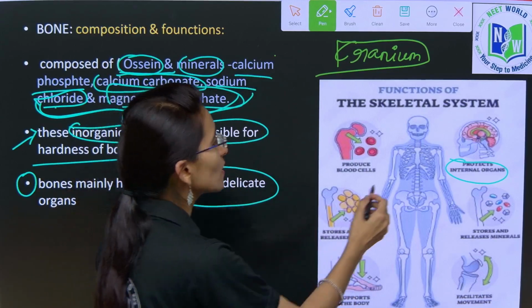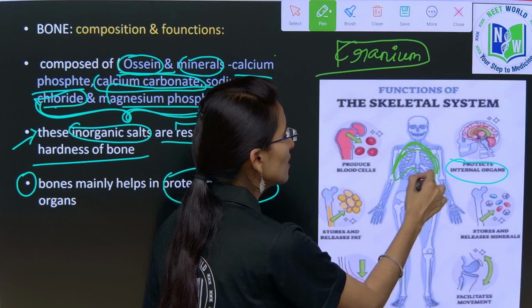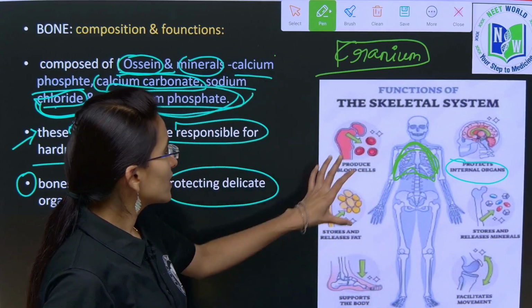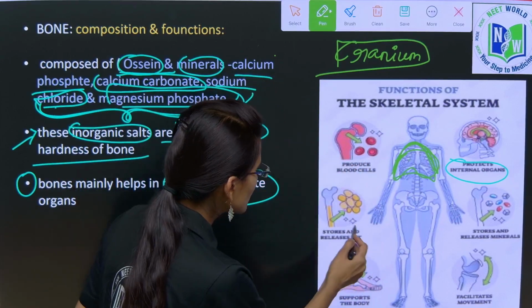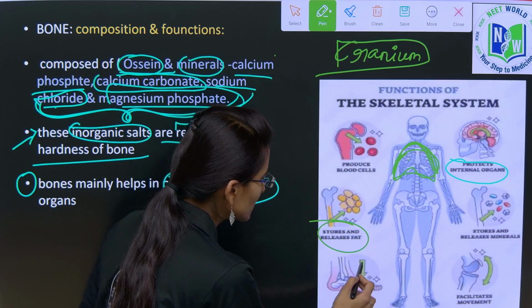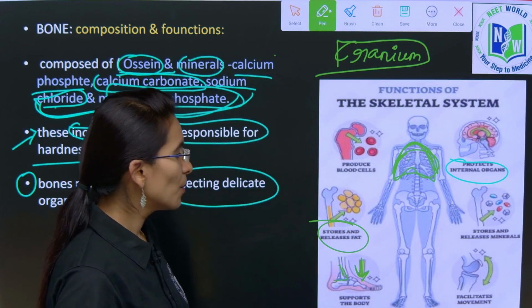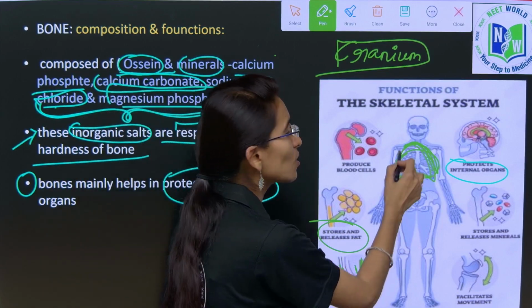Inside this cranium only the brain is protected, and inside the rib cage the lungs are protected. Inside this rib cage, what is protected, children? Lungs. Clear? And next, see here, these are the adipocytes which store fat. And this is the type of tissue called ligament, which connects bone to bone. Clear with this concept of bone?